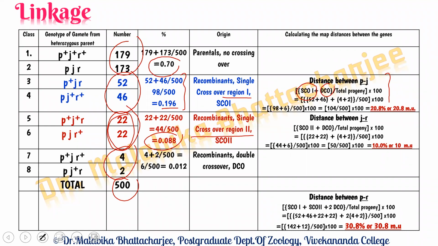Distance between J and R, same. The single crossovers plus the double crossovers divided by the total progeny. You get the frequency, multiply it into 100, you get the percentage. And similarly, distance between P and R.